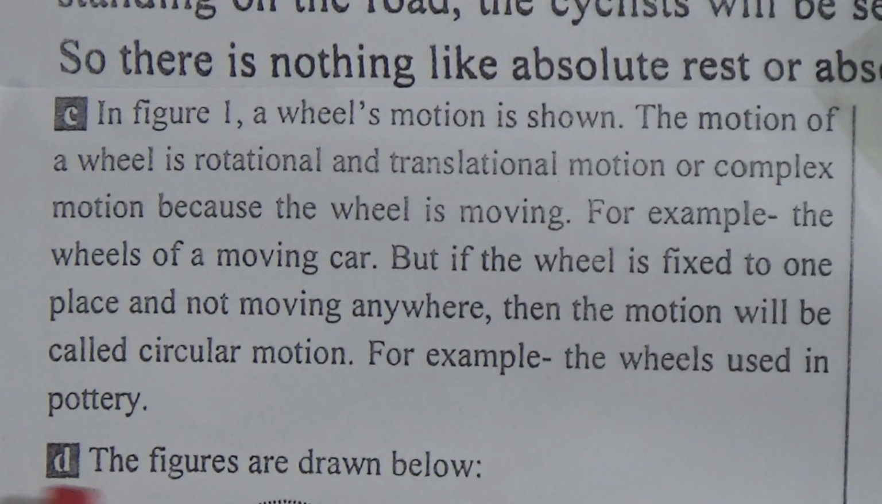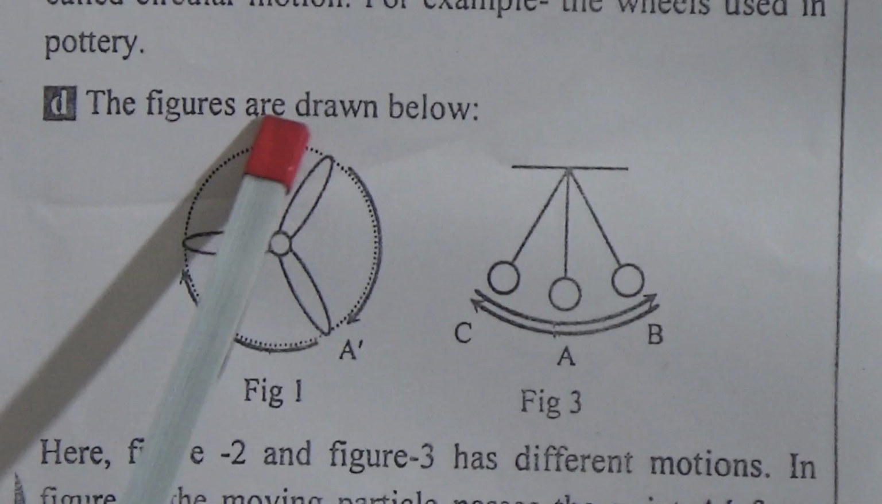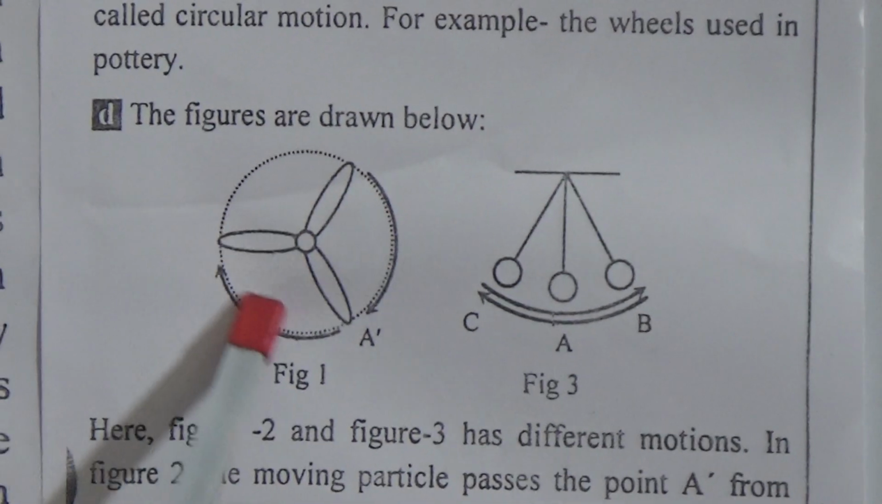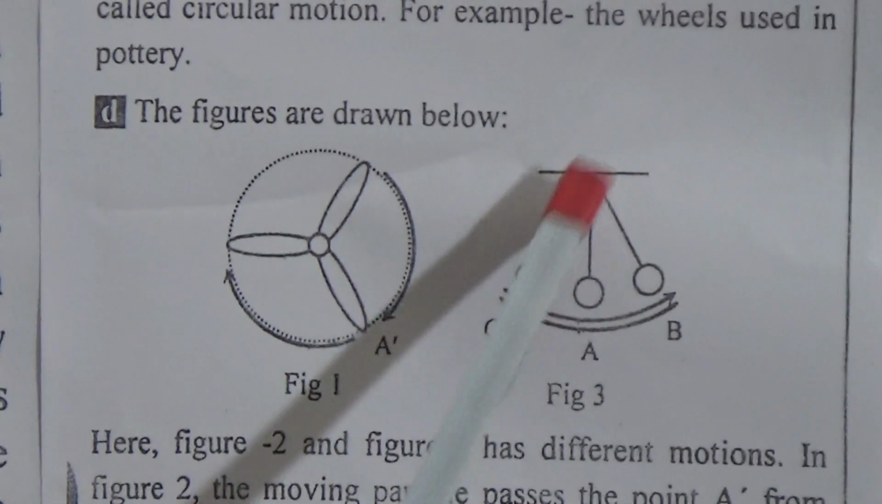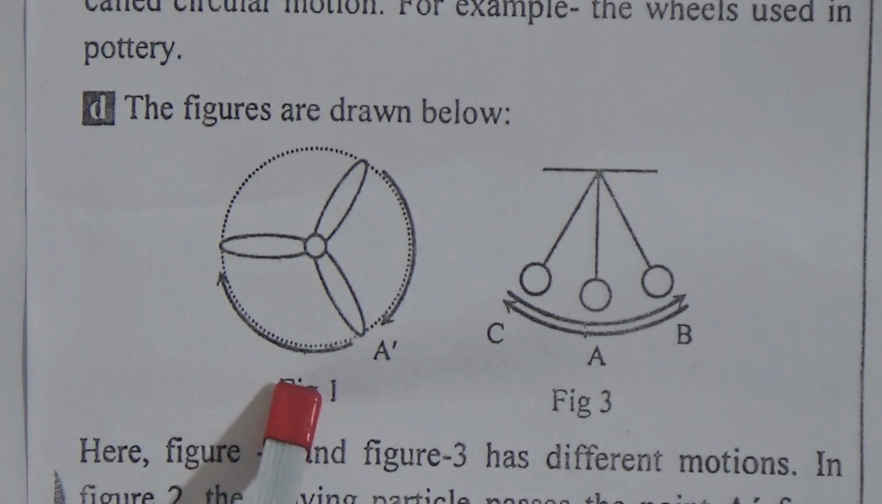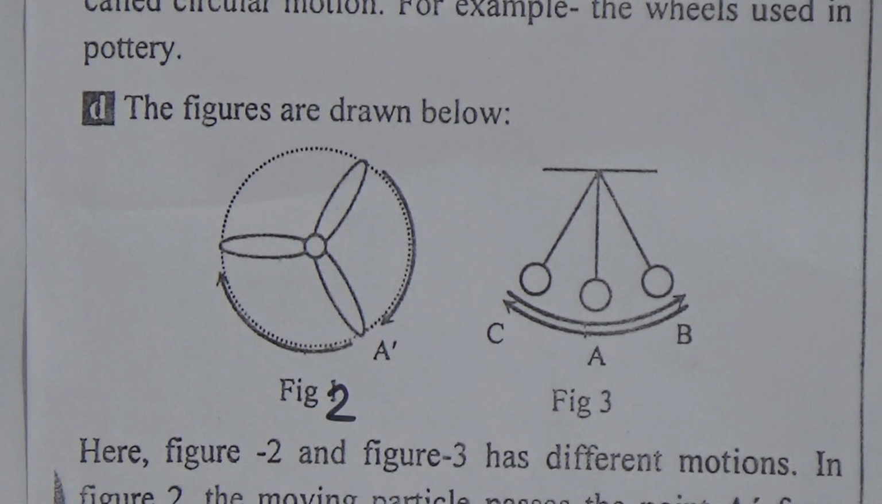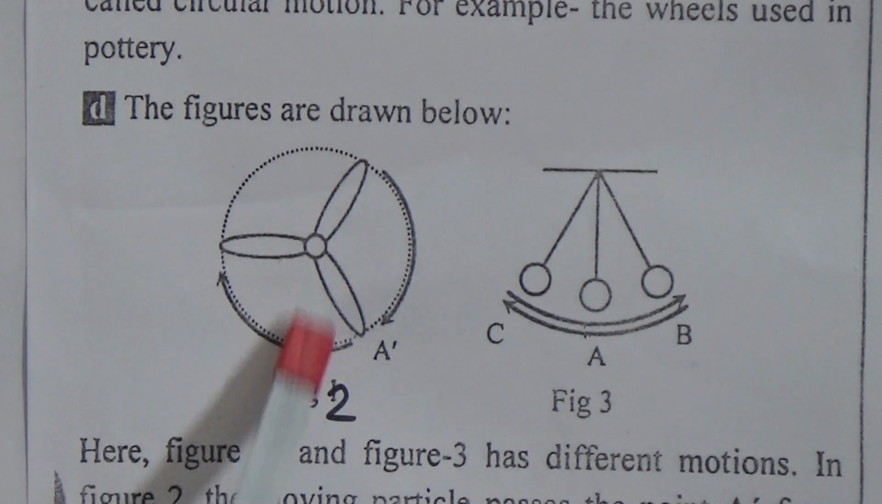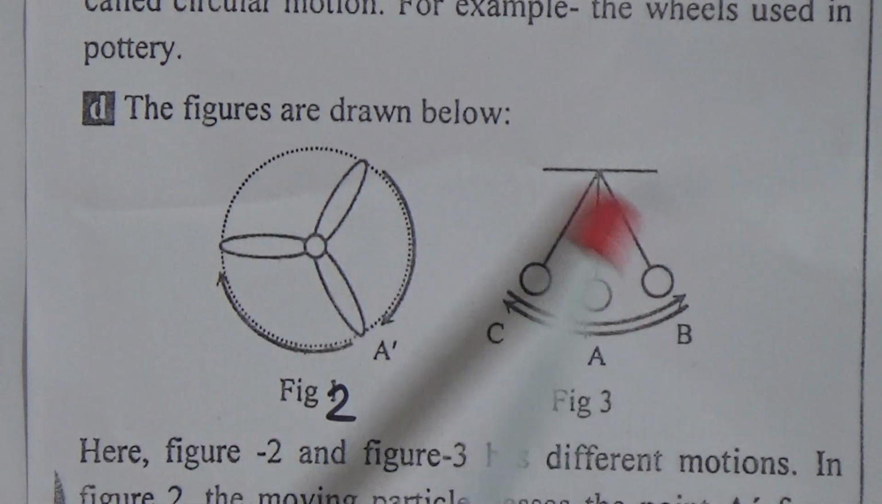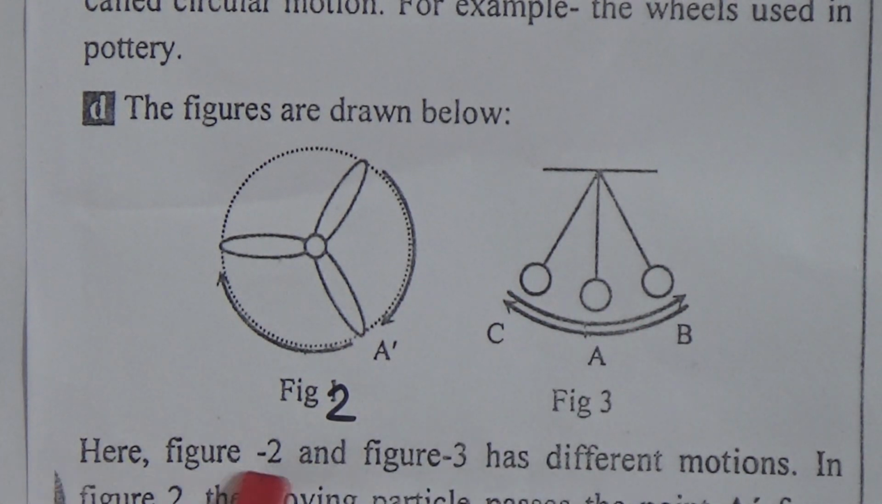Now come to question number B. Explain why the motion of figure 2 and 3 are different. The figures are drawn below. That means this is the figure of an electric fan and this is the figure of a pendulum. They are given there as figure 2 and 3. This figure is indicated as 2 in the stem, and this figure is indicated as 3. That means figure 2 and figure 3 have different motion.